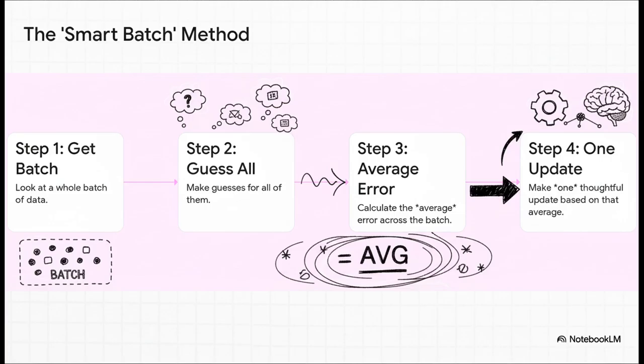So, look at how the process changes now. It's still looking at data, still making guesses. But the game changer is step 3. Instead of having that knee-jerk reaction to one error, it calculates the average error across the whole batch, and only then does it make one single, much more thoughtful, much more informed update.